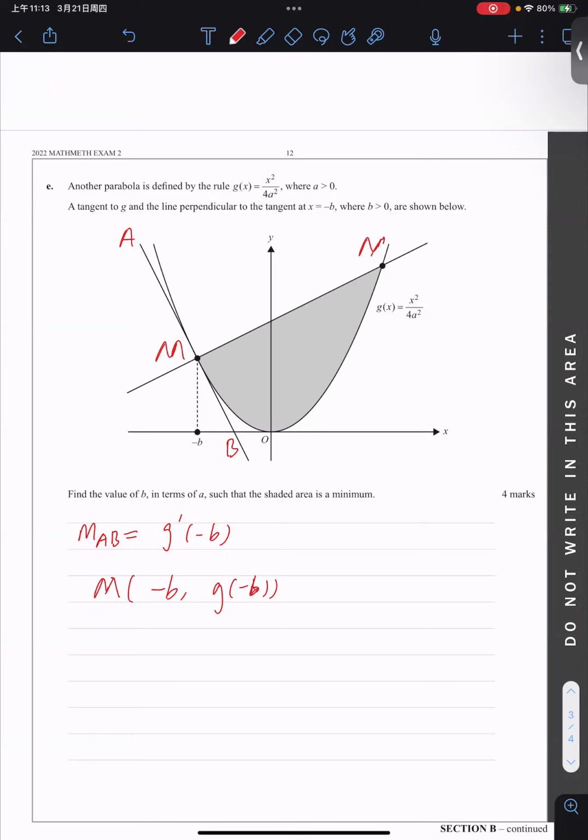And then what about the gradient of MN? It is still the perpendicular line to the tangent, so it would be -1 over g'(-b). Now you have the gradient, so you can find the equation of MN, because you have the gradient and one point on the line. Done. And then next step, you should find N's coordinates. You can work out N's coordinates because you have the equation.